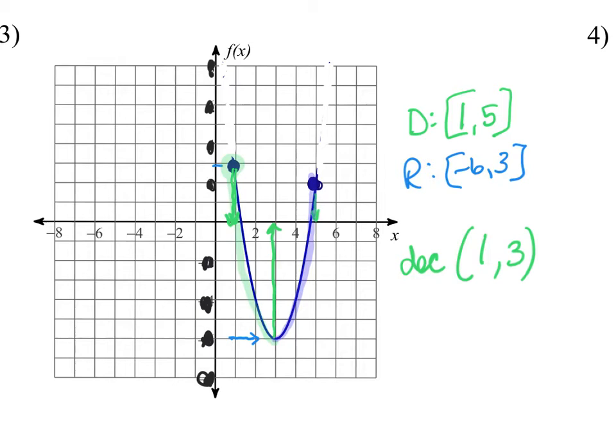Now I'm going to go where we switch directions, and I'm going this direction. What am I doing? Going which way? Increasing. Fantastic. And we're increasing from where to where? 3 to 5. Perfect. Are you guys seeing this a little better than we did yesterday?